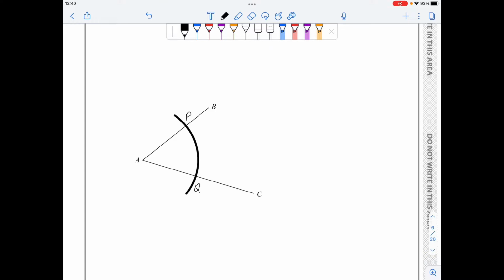I will keep the same radius as before, so all my arcs are done with the same radii. Now, when you draw the two arcs, make sure that they intersect, and once they intersect, join the point of intersection to A, and this will be your angle bisector.